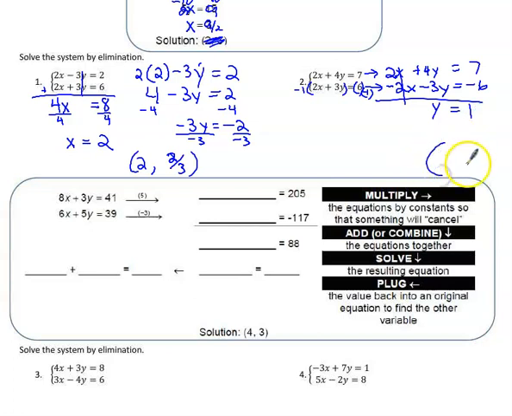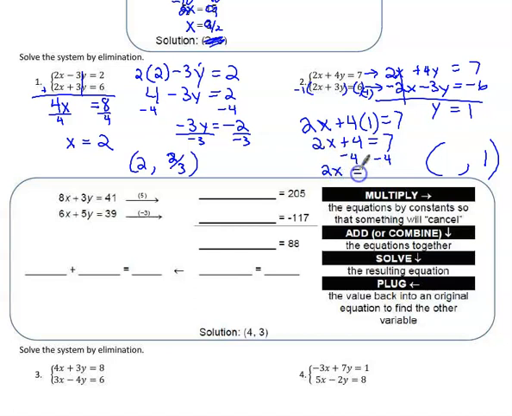So in my solution, y is 1. And so now if I go back, let's use the top row, 2x plus 4 times the y that we just found equals 7. So 2x plus 4 equals 7. Subtract 4, and that would give me 2x equals 3. Divide by 2, and x is 3 over 2. So x is 3 halves, and y is 1.